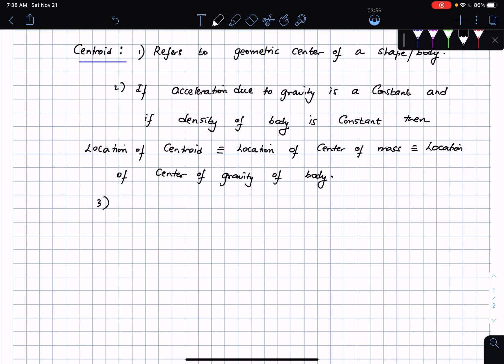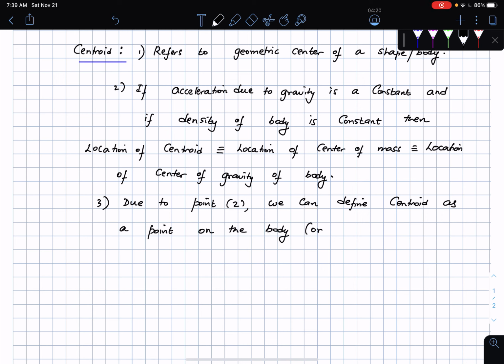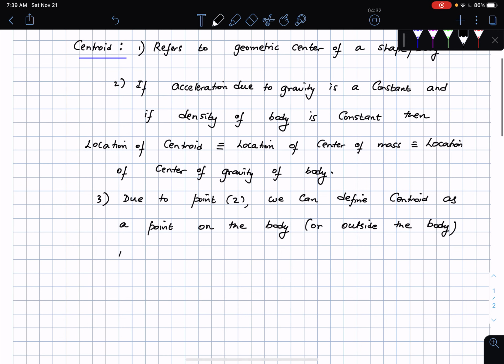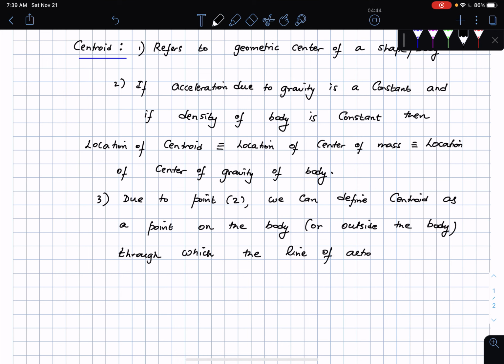Based on the above, due to point number 2, we can define centroid as a point on the body or outside the physical body through which the line of action of the weight of the body passes.